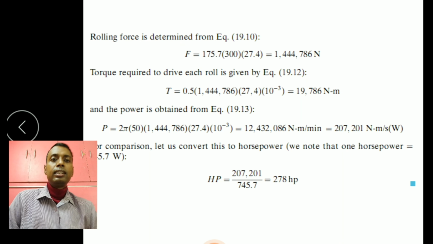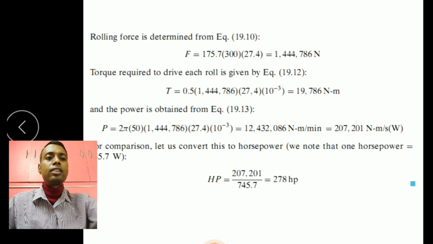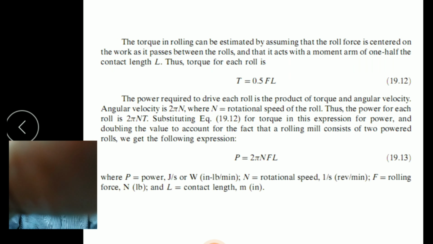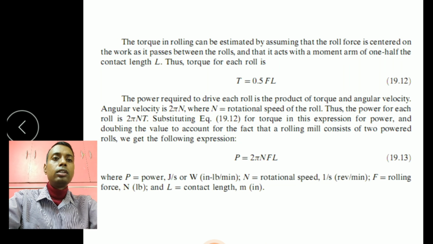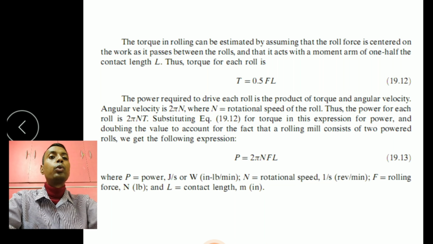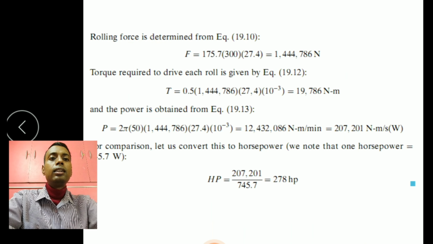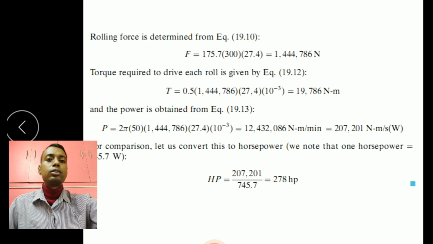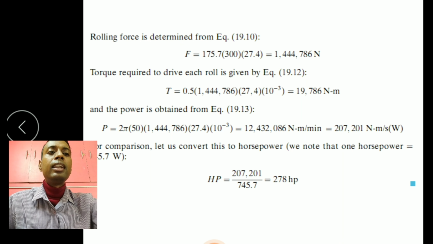Then F, T means rolling force and torque required, the formula. If you forget that, I go back to my presentation. This is T equal to 0.5 F L, and P equal to 2 pi n F L. So if F and T are in your hand, what is the power? The formula is this. So we convert this into horsepower.